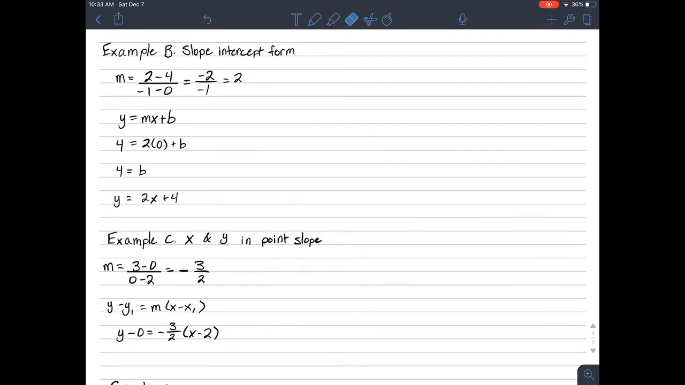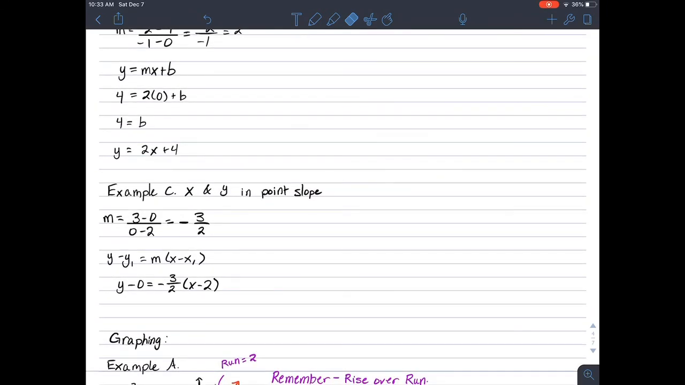Example B is slope-intercept form. M equals 2 minus 4 over negative 1 minus 0, which equals negative 2 over negative 1, which equals 2. Y equals mx plus b. 4 equals 2 times 0 plus b. 4 equals b, so y equals 2x plus 4.